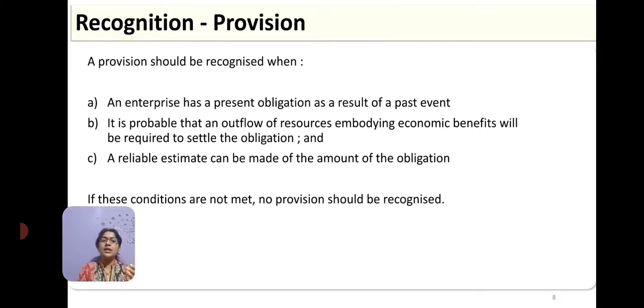So if these three conditions are not met, then you don't recognize the provision. Only if these conditions are met, then you recognize the provision.